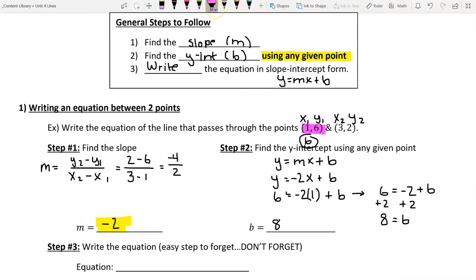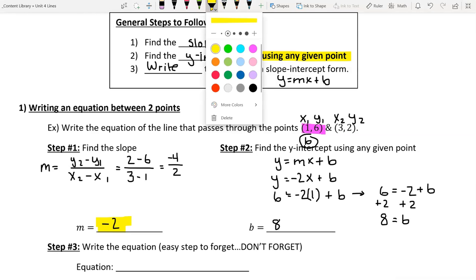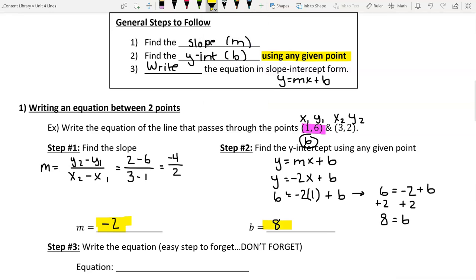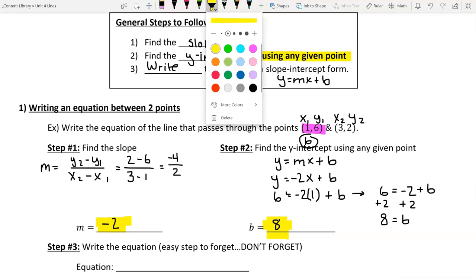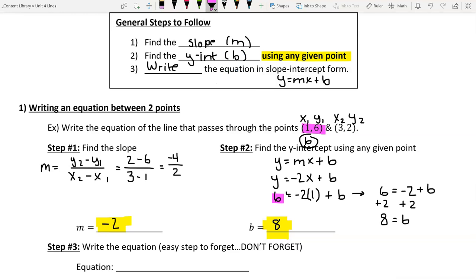Save, highlight, save for later. Okay, so if you didn't get that, you need to watch that again to see how we find b by using a point. I used that first point. I'll even highlight it so you know. I used 6 and 1 right there. I just plugged them in for x and y to find b, okay?